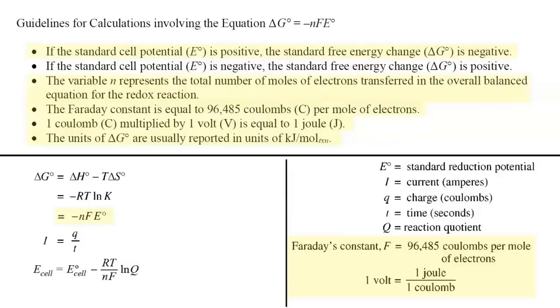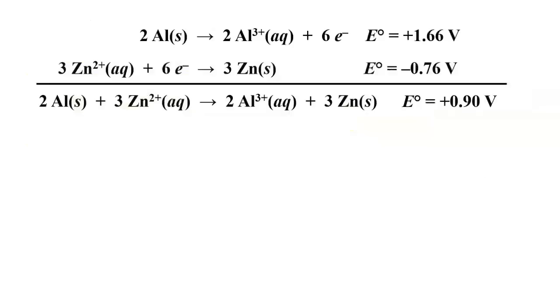G equals negative N, which is the total number of moles of electrons transferred. It's going to be 6 in this case, times the Faraday's constant, which is 96,485 coulombs per mole of electrons, and then times the cell potential for the overall reaction, which is in units of volts. So a coulomb times a volt is equal to a joule. So there's our overall equation. There's my delta G equals negative N times F times the cell potential.